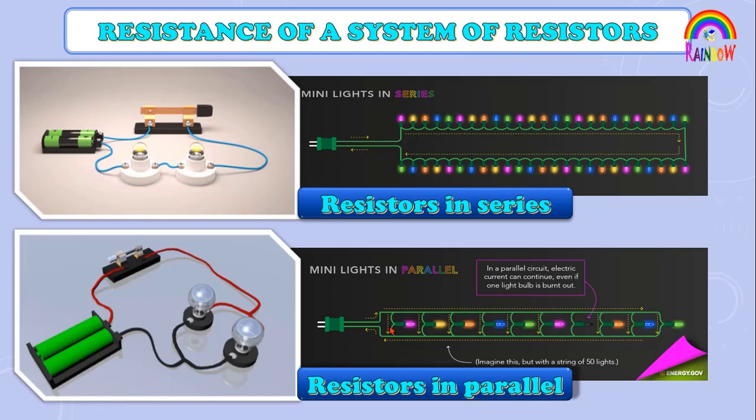Students, what happens when two or more resistors are connected in series and when they are connected in parallel? Will there be any change in the value of current through the circuit? What will be the total resistance then? Come, let's try to understand all this through an activity.